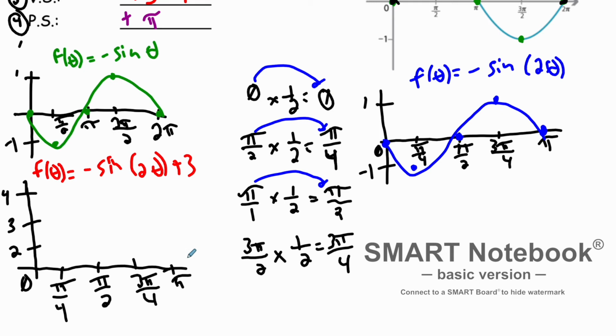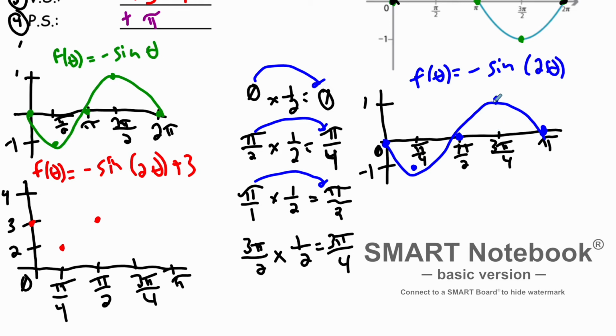Okay, so let's see where all of these points are now at. So we're adding 3. So this, going back to the previous graph, was at 0. 0 plus 3 is 3. So that one will be right there. Next point was at -1. Well, -1 plus 3 is 2. So that point is right there. The next point was at 0. 0 plus 3 is back at 3.